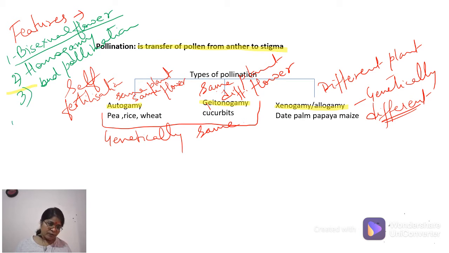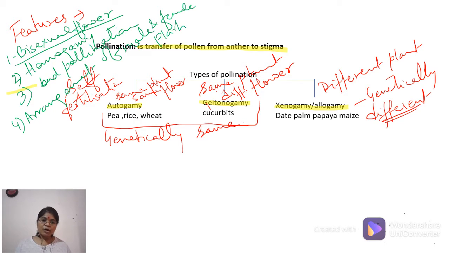And the fourth is the arrangement of the anthers and stigma, the arrangement of male and female parts, which is very important. Suppose the stigma is here, the ovary, and the anthers are here, then the anther won't be able to pollinate. So this arrangement is such that it favors the pollination.